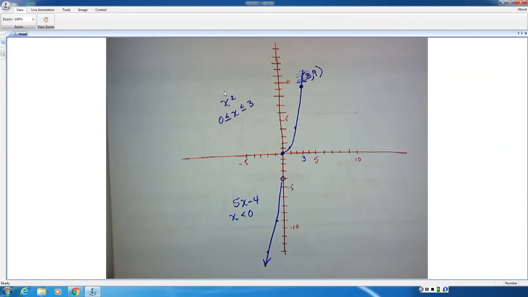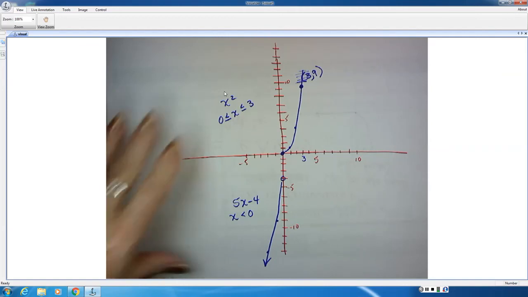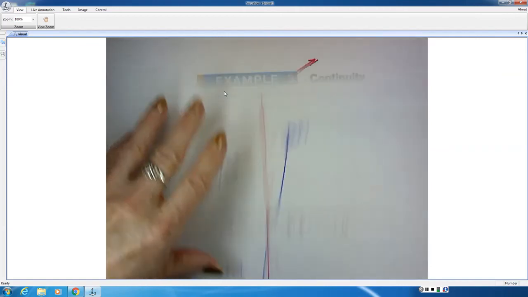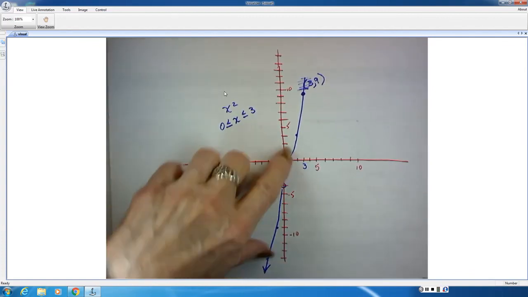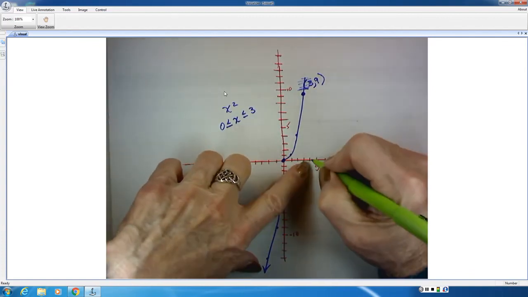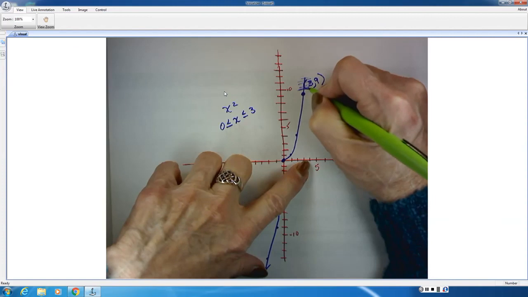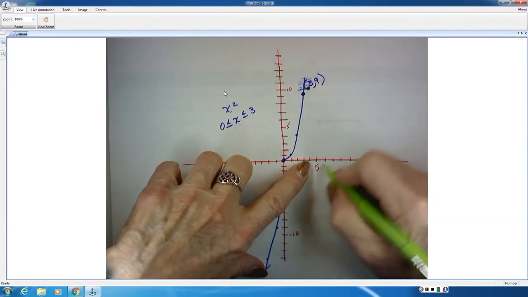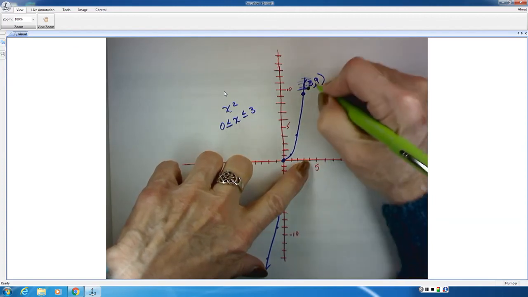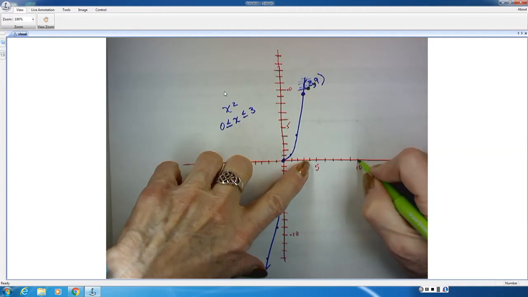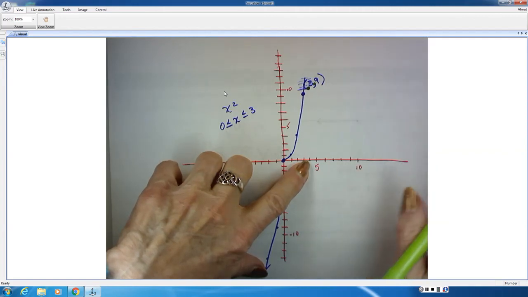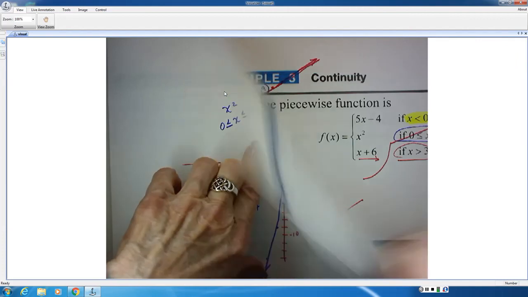Then it switches rules again. And this time I'm going to switch colors to make sure you understand what's happening. Yes, please do. Okay, so the last piece follows the rule x plus 6, if x is greater than 3. So if x is 4, it's 10. If x is 5, it's 11. If x is 10, 10 plus 6 is 16.